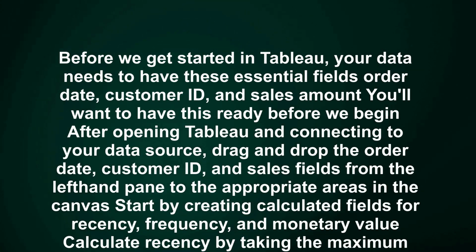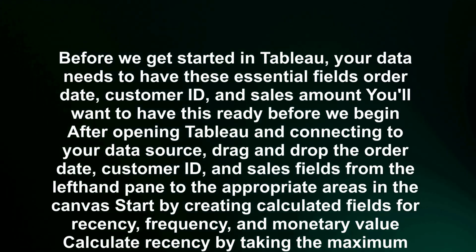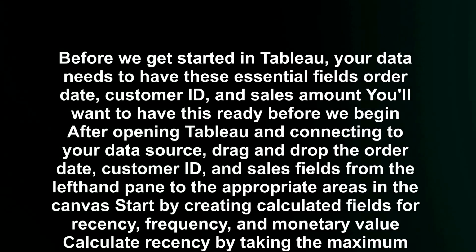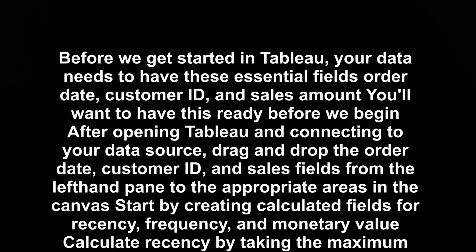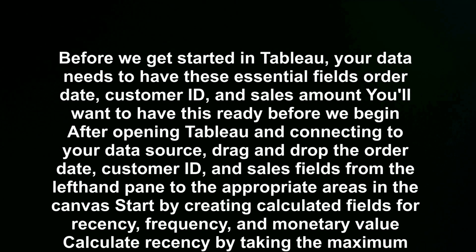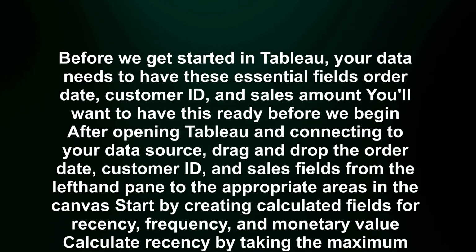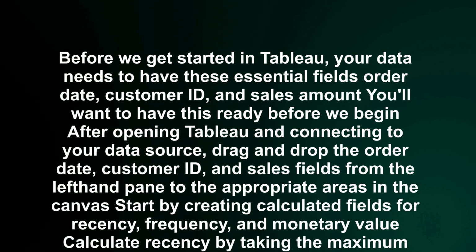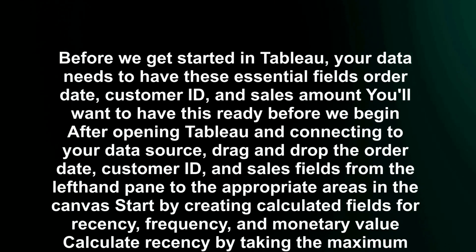Start by creating calculated fields for recency, frequency, and monetary value. Calculate recency by taking the maximum order date and subtracting the date of each customer's last purchase, and then create a frequency field by counting the number of orders per customer ID. Finally, create a monetary value field by summing the total sales per customer ID.